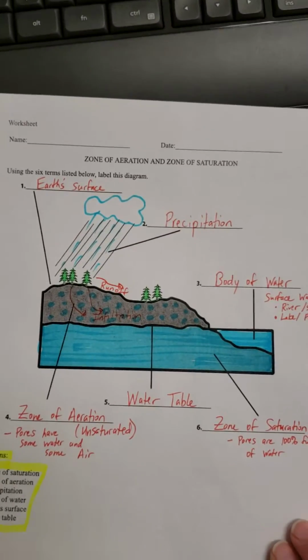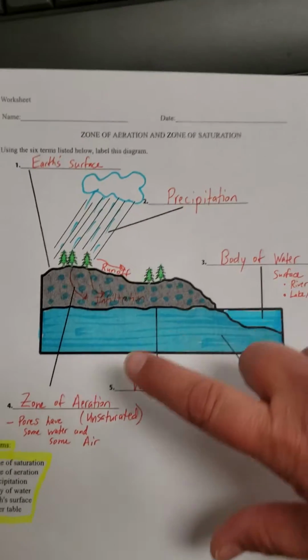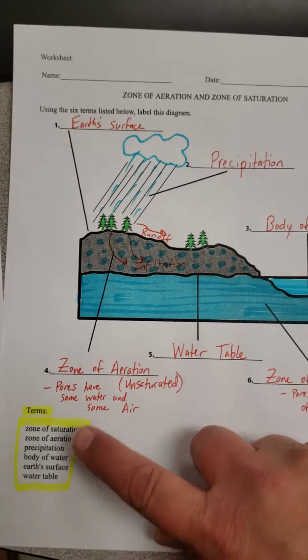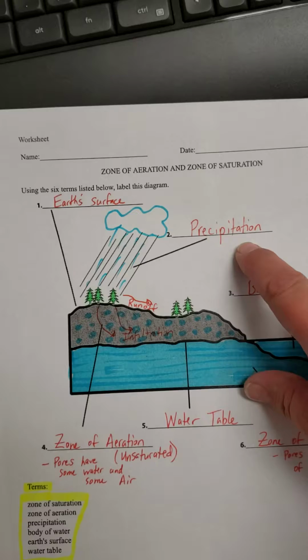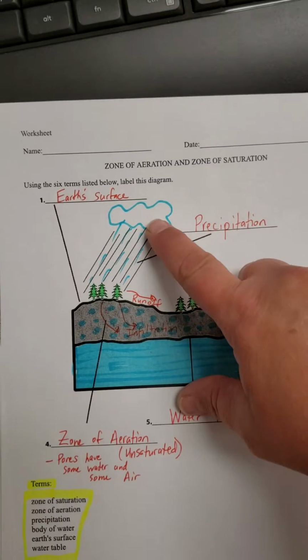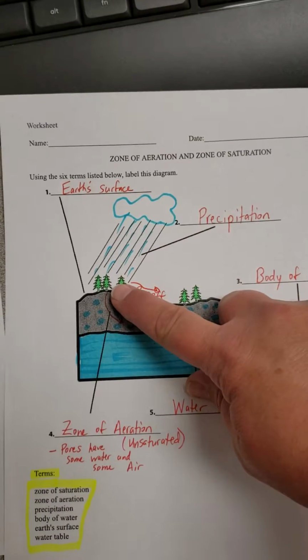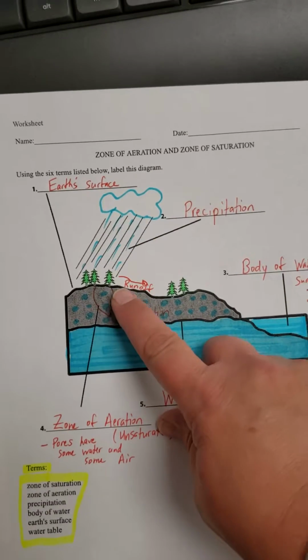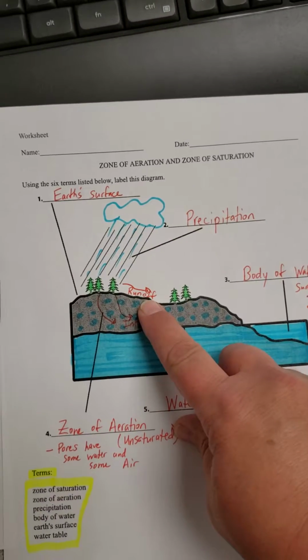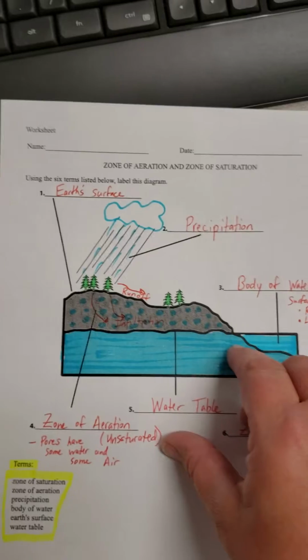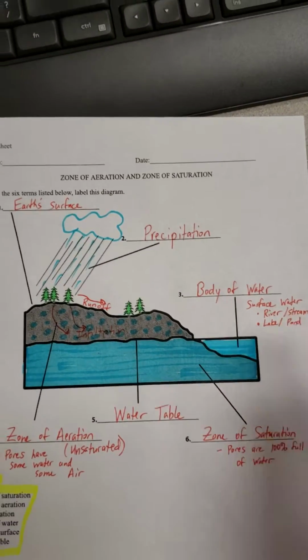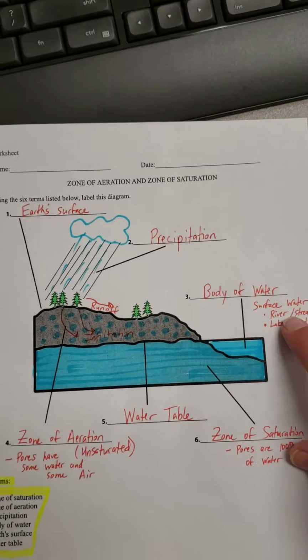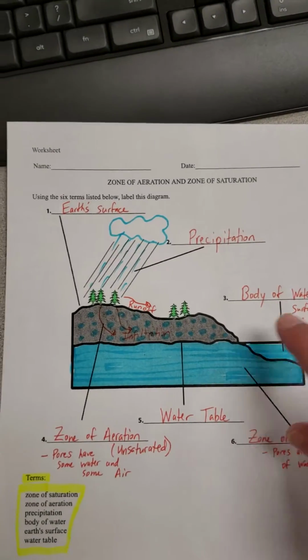So as we look at what we need to fill in on our worksheet here, let's look at our terms that are down here, and let's look at where we need to fill them in on our diagram. All right, so let's start right here. We've got our precipitation, and so we've got our rain, our precipitation that's coming down to the Earth's surface, and we know that it can go two different ways. It can run off, and so that's going to become our surface water. And we see our body of water here. That might be a river or a stream. It might be a lake or a pond.